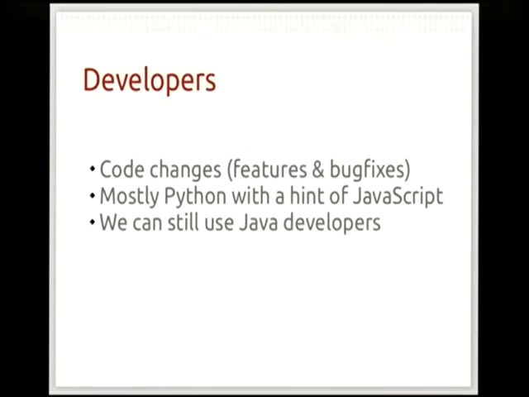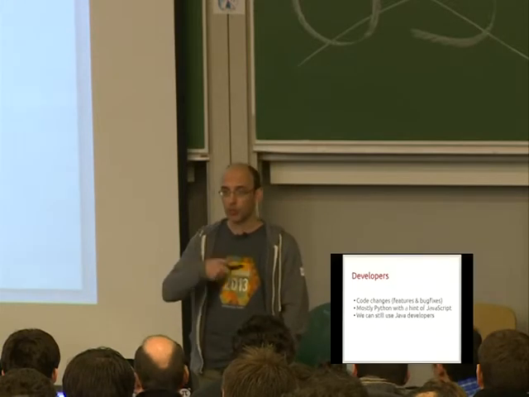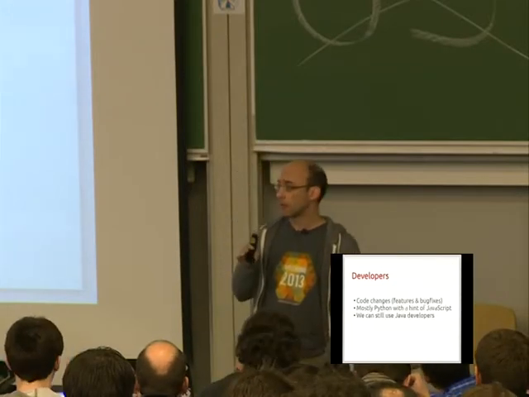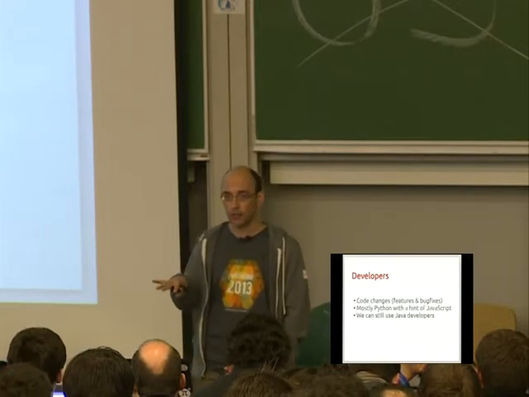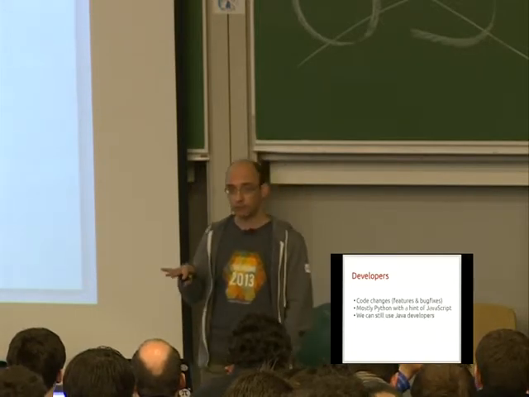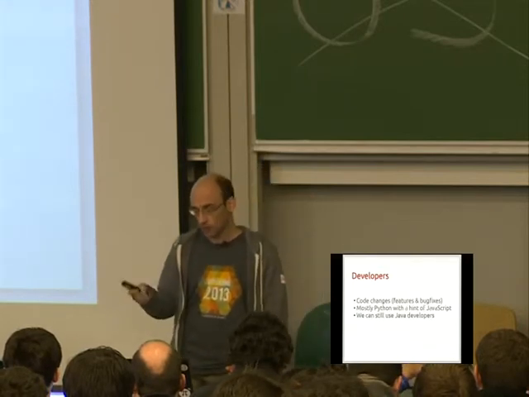So we have developers. Obviously, we need developers for code changes that can be features, that can be bug fixes. The code is mostly Python. There is a hint of JavaScript, especially in the web UI, obviously. We still can use Java developers, don't despair. Especially we have pieces of the infrastructure that run Gerrit or Jenkins, and we sometimes need stuff being pushed in that direction, but it's mostly Python.